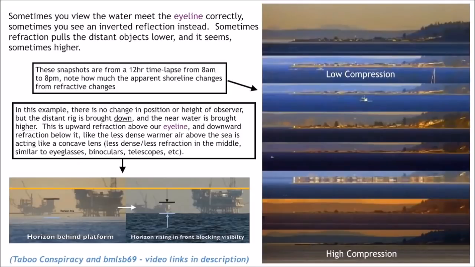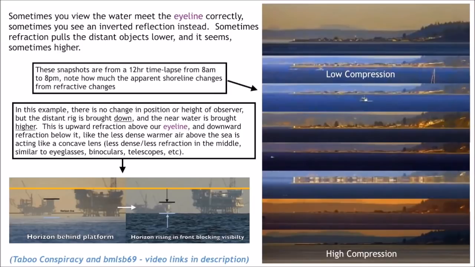So sometimes you view water meet the eyeline correctly. Sometimes that water meets it somewhat correct or without a terrible amount of distortion, and sometimes you see an inverted reflection instead. Sometimes refraction pulls the distant objects lower, and sometimes it's higher. You can see there's very low compression of the buildings in one of the views, and you can see a much higher rate of compression. Those buildings are squished together much more in other views. Sometimes there's inversion, sometimes there's not.